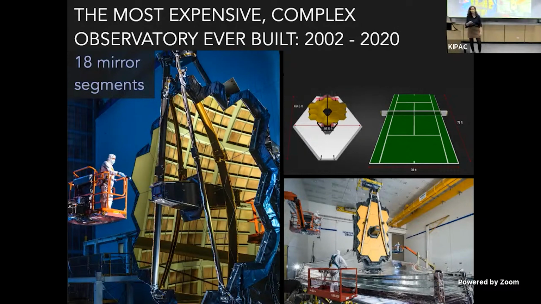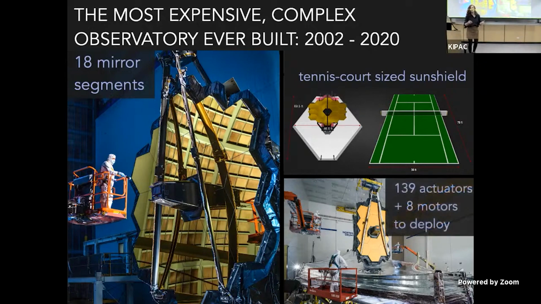And also, this is looking at infrared light, which is heat. So we don't want the telescope to be sensitive to the heat that's coming from the Earth or from the sun. So it has this tennis court sized sun shield between it and the sun, so it's always in the shade. And then lastly, you can't launch a whole tennis court sized thing into space on a rocket because that just doesn't work.